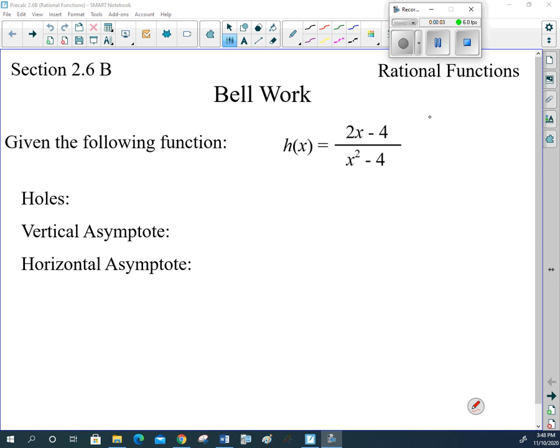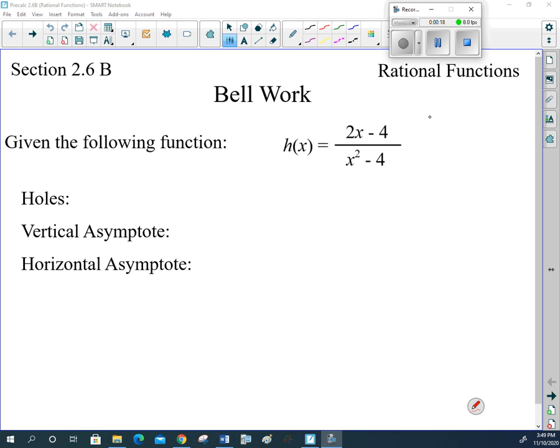Okay, in this section, we're going to focus on that third scenario of asymptotes, the ones where the numerator was greater than the denominator from last time's lesson. But before we get into that, let's just do a quick review of what we did last time.